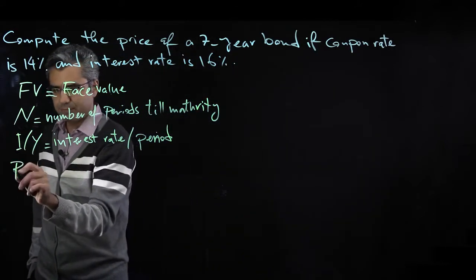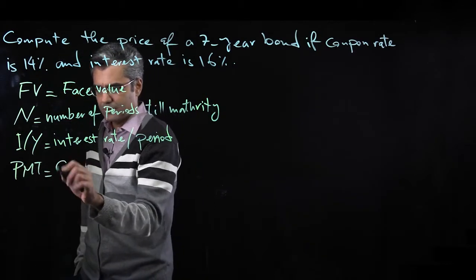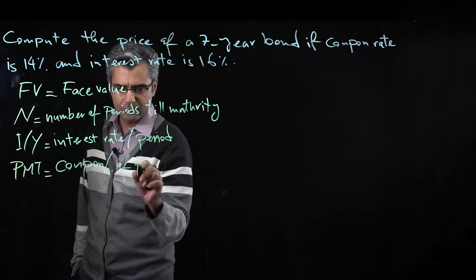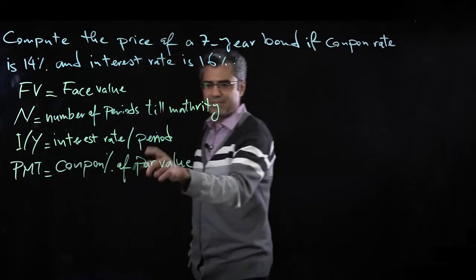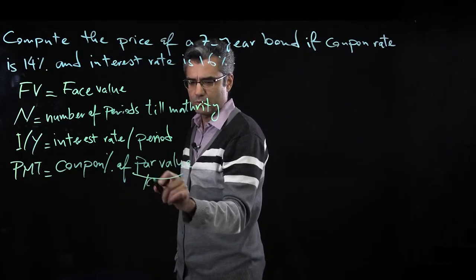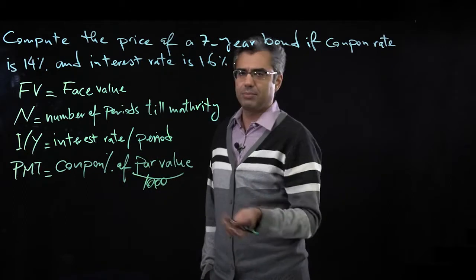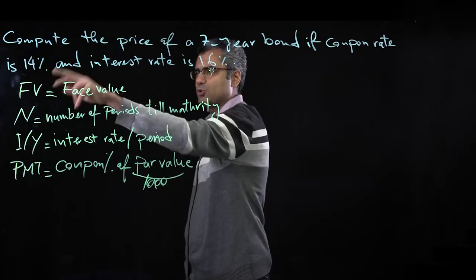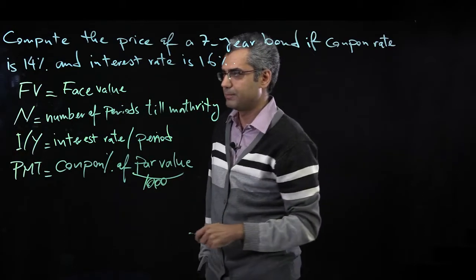Then we have PMT, which is the coupon rate as a percentage of par value. Par value, as I said, is usually $1,000 in corporate bonds. So it's a percentage of $1,000. For example, if the coupon rate is 5%... here it is 14%, right? The coupon rate is 14%. So 14% of the par value of $1,000 means 140.